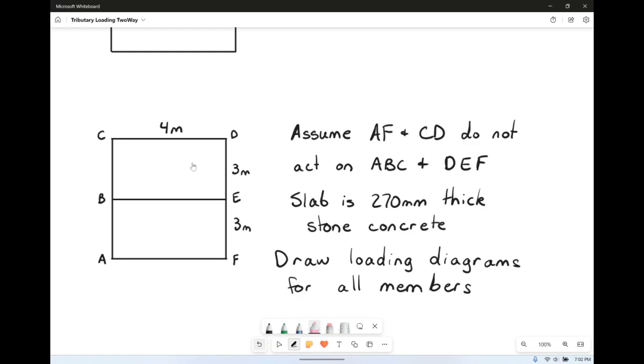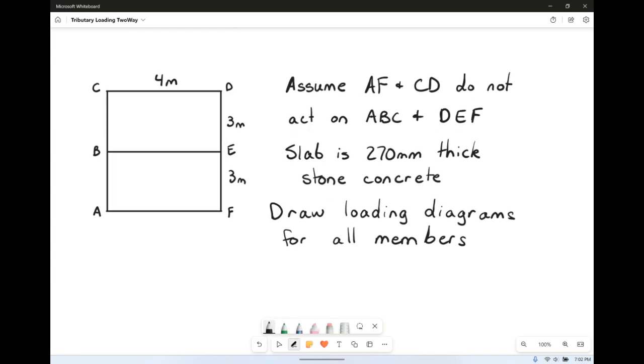Our slab is made of 270 millimeter thick stone concrete, and we want to draw the loading diagram for all members. So step number one, we need to find out what type of slab we have, if it's one way or two way. So our L2 is 4 meters and our L1 is 3 meters. And 4/3 is 1.33, which is definitely less than 2. So this is a two-way slab. Again, it's very close to square shaped, right? 4 is not that much greater than 3, so it is kind of square-ish shaped.